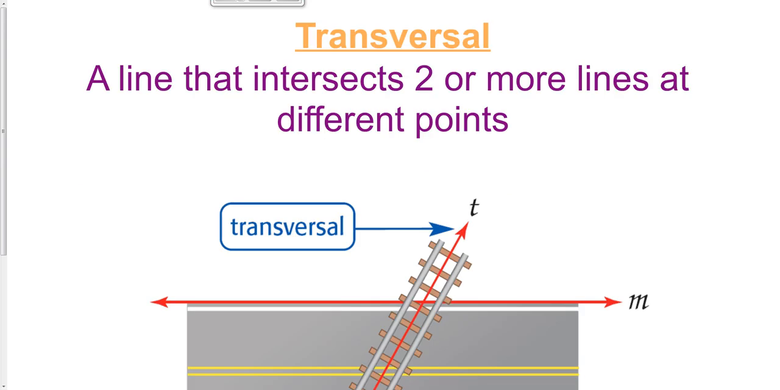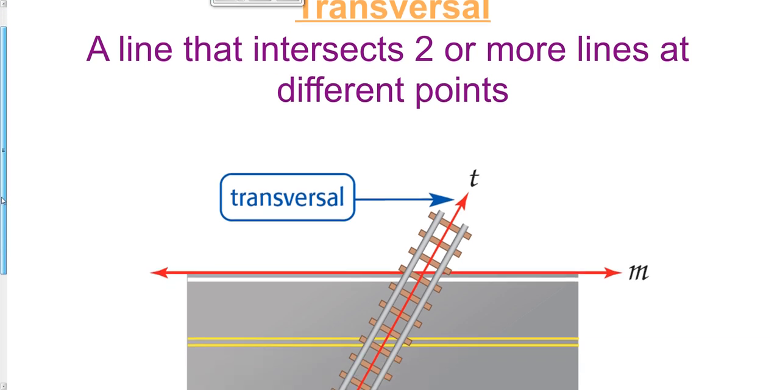A transversal is a line that intersects two or more lines at different points. I have an example here of a railroad track intersecting a highway.